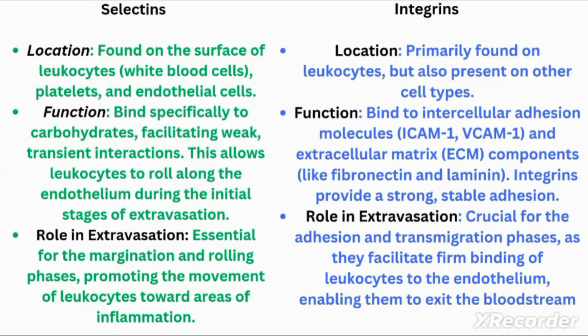The role of selectin in extravasation is to promote the movement of leukocytes toward areas of inflammation. So they take part in both the margination and the rolling phases. Now for integrins, their crucial role is in adhesion and transmigration phases because they facilitate firm binding of leukocytes to the endothelium, enabling them to exit the bloodstream.